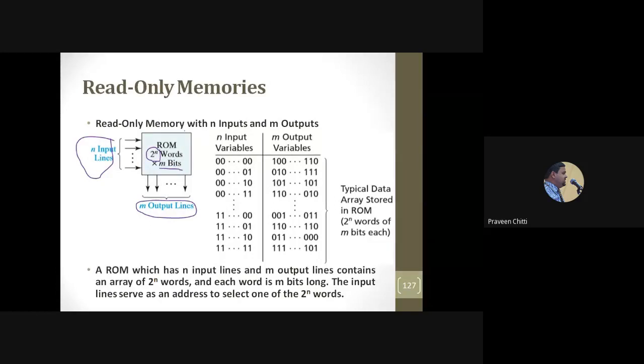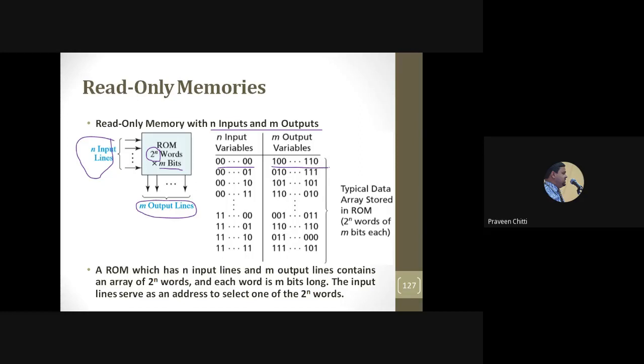Is that clear? When I say read-only memory with N inputs and M outputs, what information do you get from this? Yes? It implies that there are 2 to the power N words or 2 to the power N memory locations, and each memory location can store M bits of information. That's what is shown here. You can start from 000, all zeros, to all ones, and every memory location can store M bits of information.